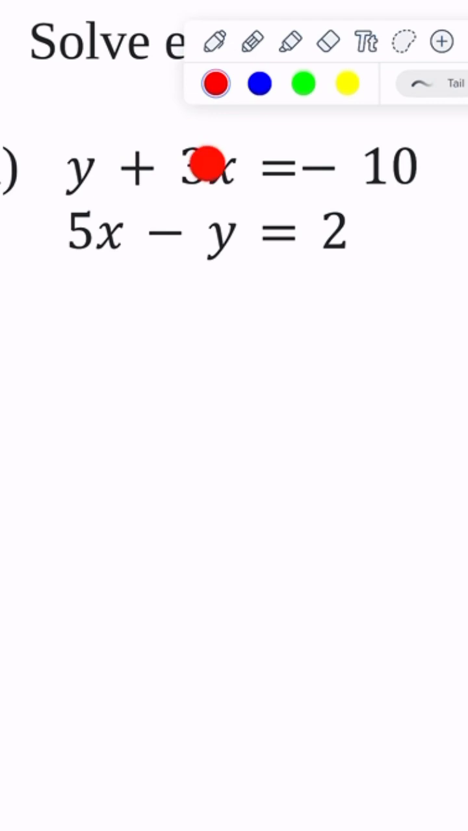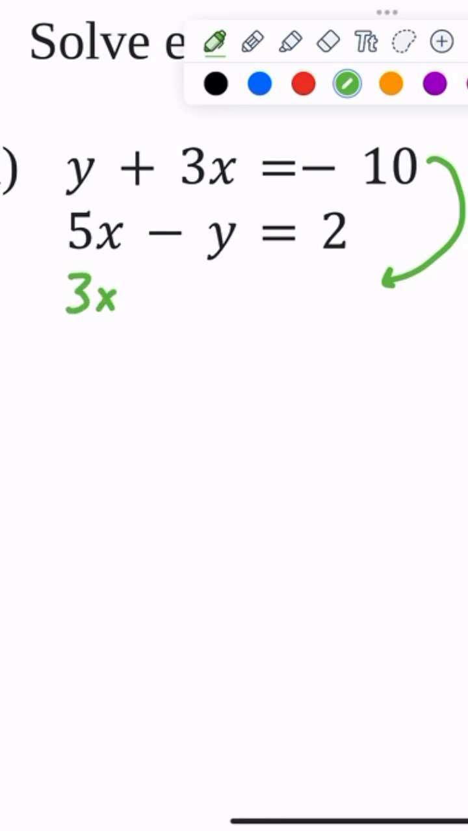So let's go ahead and switch this 3x and that y, because addition is commutative, right? We can switch those around. So I'm going to rearrange this bottom one, and it'll look like this: 3x plus y, because notice this is a positive y, plus y equals -10.